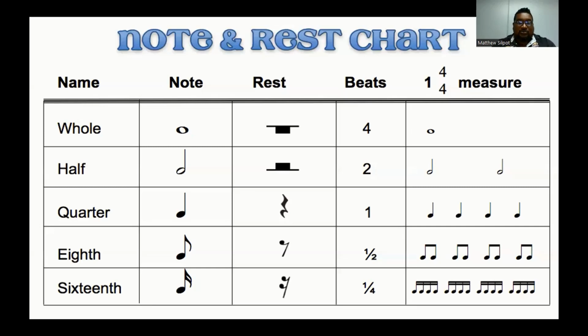So look at how we clap one measure of 16th notes. 1 E and a 2 E and a 3 and a 4 E and a 1 E and a 2 E and a 3 E and a 4 E and a. So our whole note 1, 2, 3, 4, half 1, 2, quarter, 1, 2, 3, 4, 1 and 2 and 3 and 4 and 1 E and a 2 E and a 3 E and a 4 E and a.